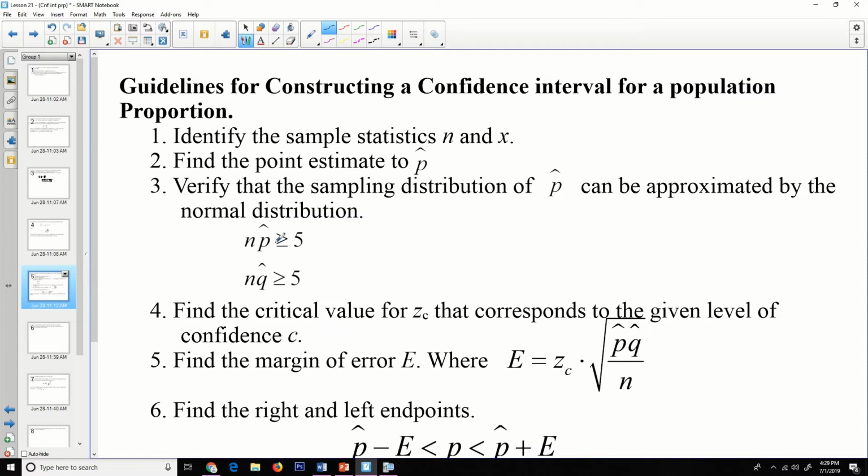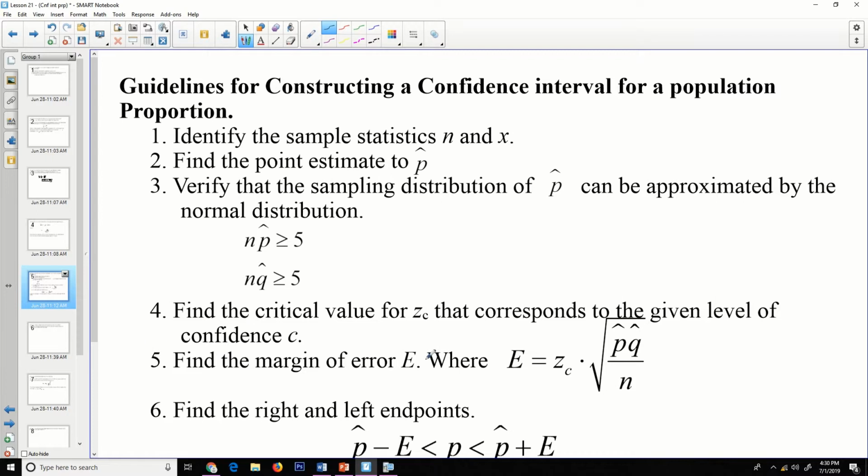And then when we're using the normal to approximate binomial distributions, and then n times q hat, and again q hat's going to be 1 minus p hat, and that has to be greater than 5. We need to find that critical value for z sub c that corresponds to the given level of confidence, and we have those z sub c scores that we've already found, but we can calculate them again if we want to. But we made a list of them when we were doing the critical numbers for z-scores.